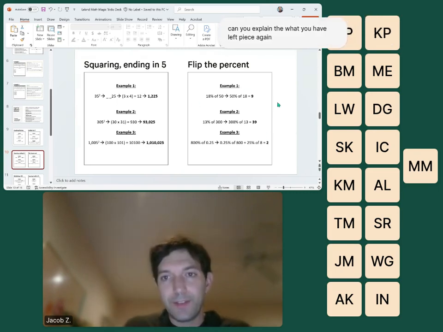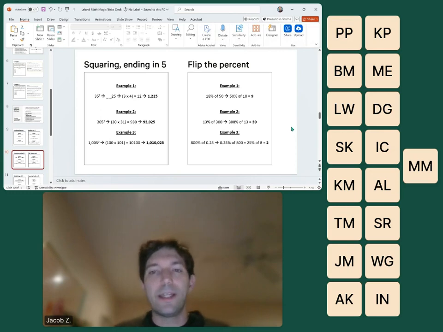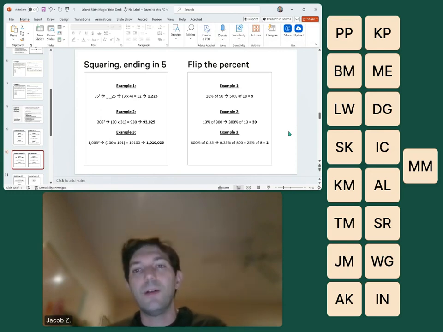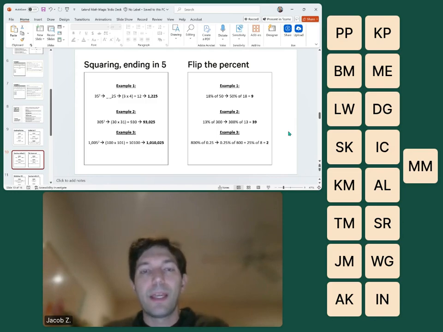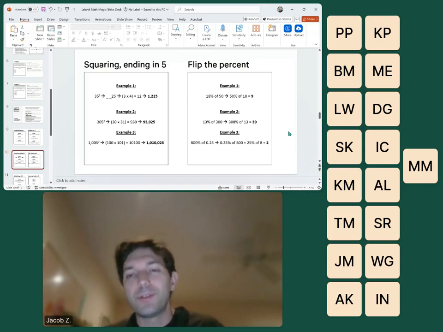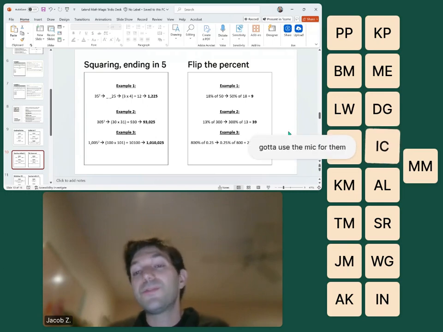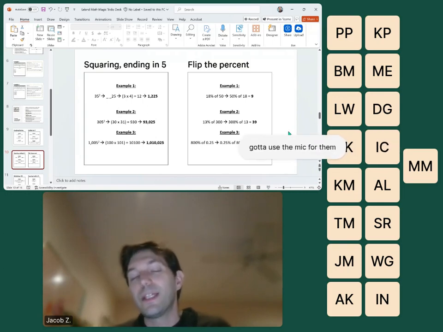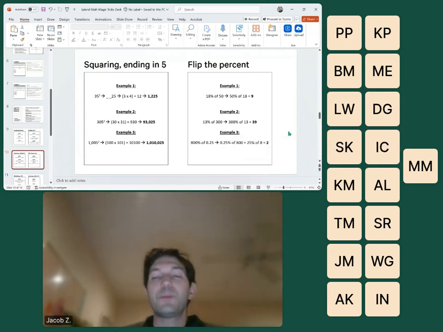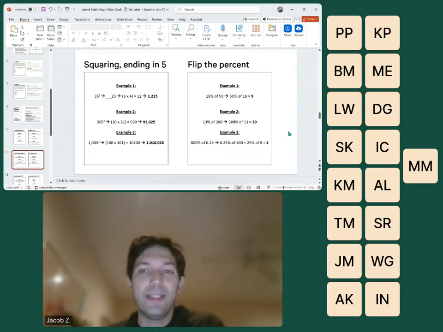Now, flip the percentage. This is almost more of a mental trick to yourself than really a math trick. So look at the first example. If you were asked to do 18% of 50, that might cause you some pause, right? If someone said, just tell me right away what's 18% of 50. What if someone told you to find 50% of 18? That's really easy. That's 9, right? 50% of 18 is just half of 18.